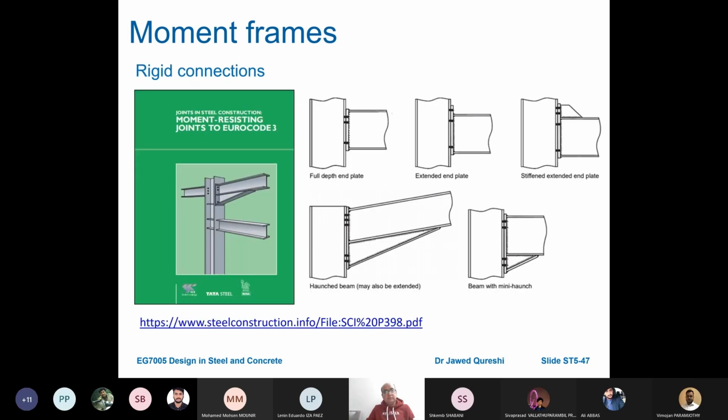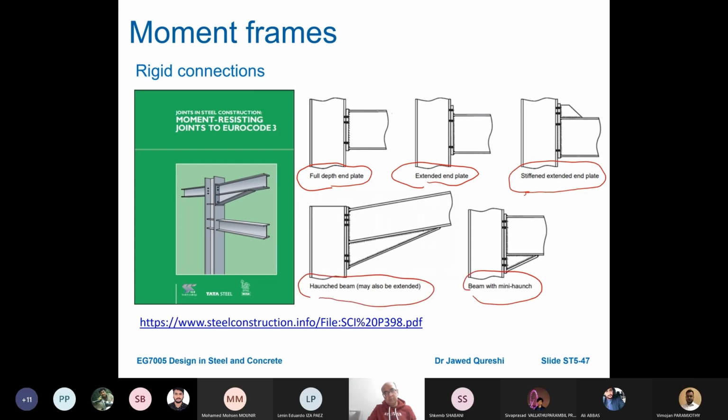And then we have rigid connections. Full depth end plate will provide some kind of fixity, and then extended depth end plate will certainly provide a fixed joint. Stiffened end plate will provide some kind of fixity as well, and the beam with mini haunch and also the haunched beam, all of these will provide some kind of fixity. So these are rigid connections.